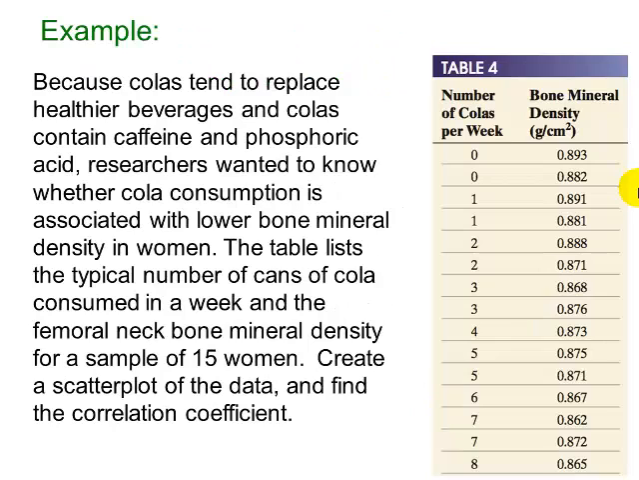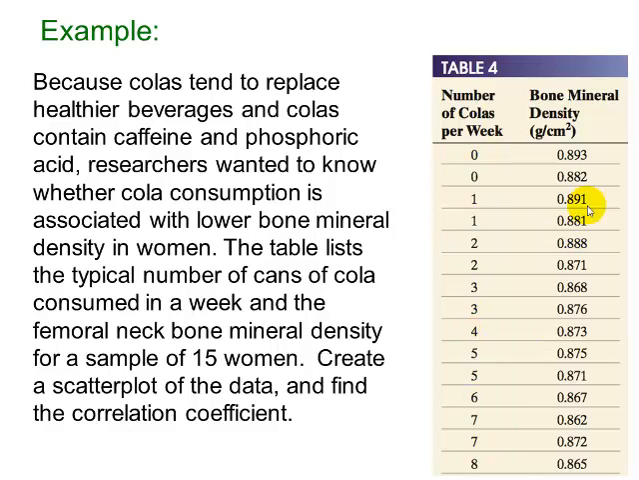Let's look at an example. Because colas tend to replace healthier beverages and colas contain caffeine and phosphoric acid, researchers wanted to know whether cola consumption is associated with lower bone mineral density in women. The table lists the typical number of cans of cola consumed in a week and the femoral neck bone mineral density for a sample of 15 women. Create a scatter plot of the data and find the correlation coefficient.